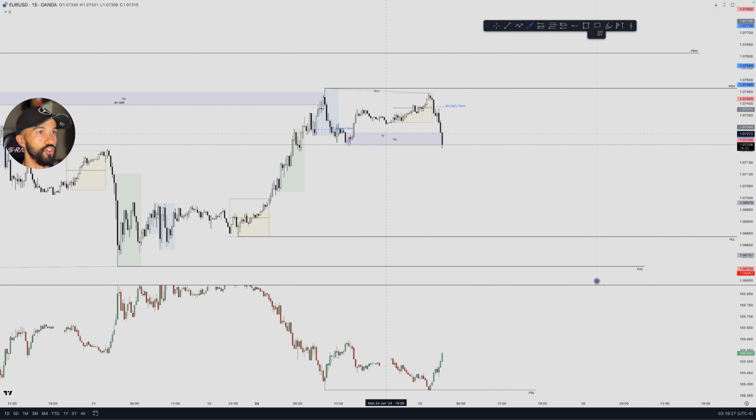We're breaking structure here. We've broken structure already around this point. We've now taken the sell side liquidity around these lows here. Let me just remove that. So that could be a negative for a pullback. We'll have to see how the pullback goes, of course. We'll see how this candle closes.